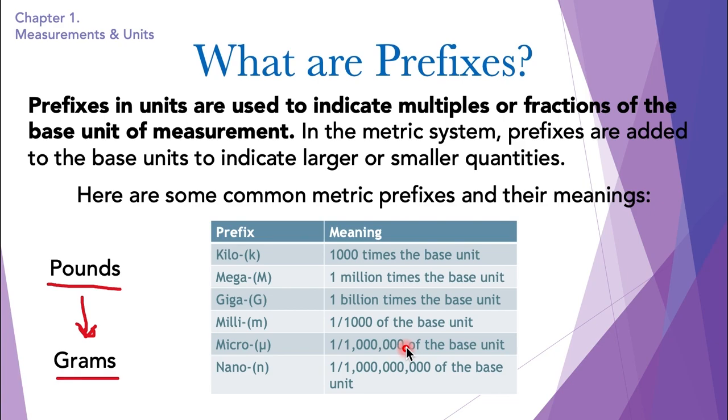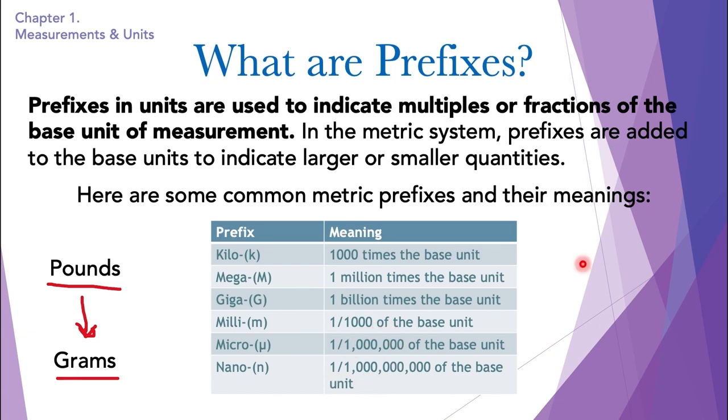In other words, if I divide a meter or any base unit into 1 million parts, that one part would be called a micrometer. Nano means 1 billionth of the base unit. Mega means 1 million times the base unit, multiplied by 1 million. And giga means 1 billion times the base unit, multiplied by 1 billion. So these were the common metric prefixes and their meanings.